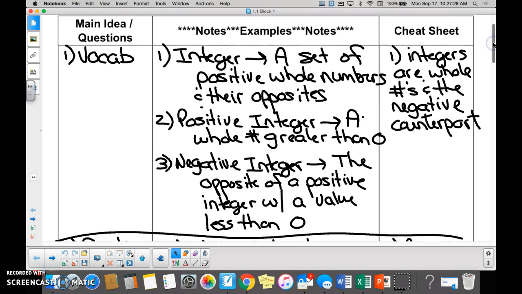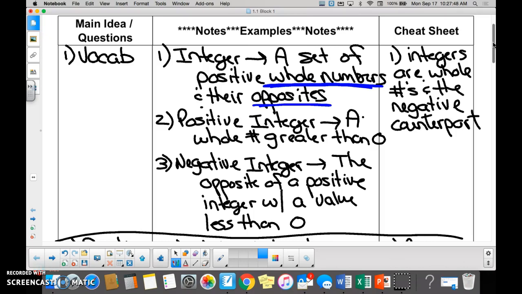So, welcome to our first video of the year. We're going to talk a little bit about integers here in our video, which is the notes we just took. You have 3 vocab words: integer, positive integer, and negative integer. The key here is integers are what kind of numbers, you guys? Whole numbers. They are whole numbers and they're opposites.